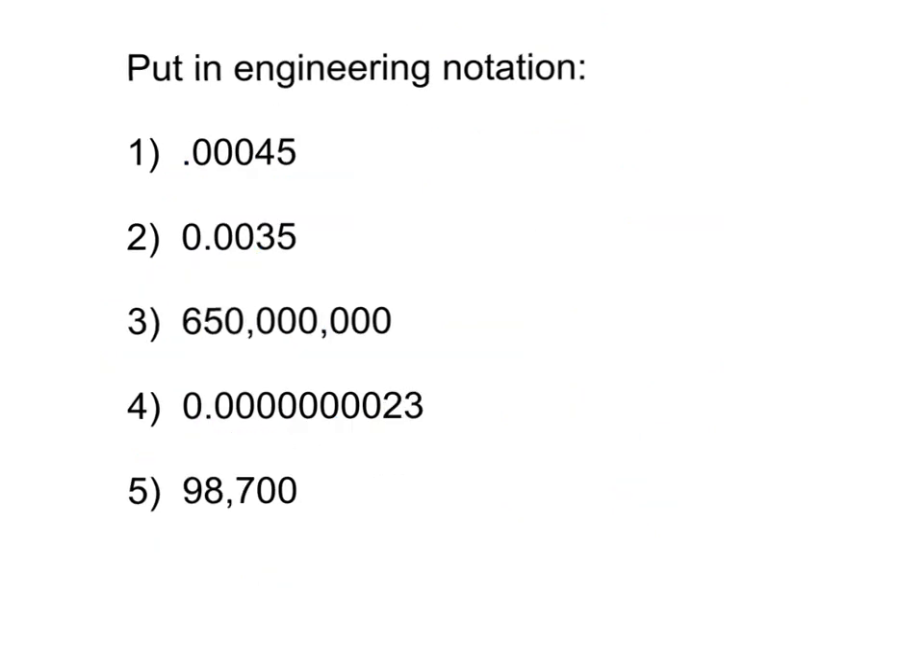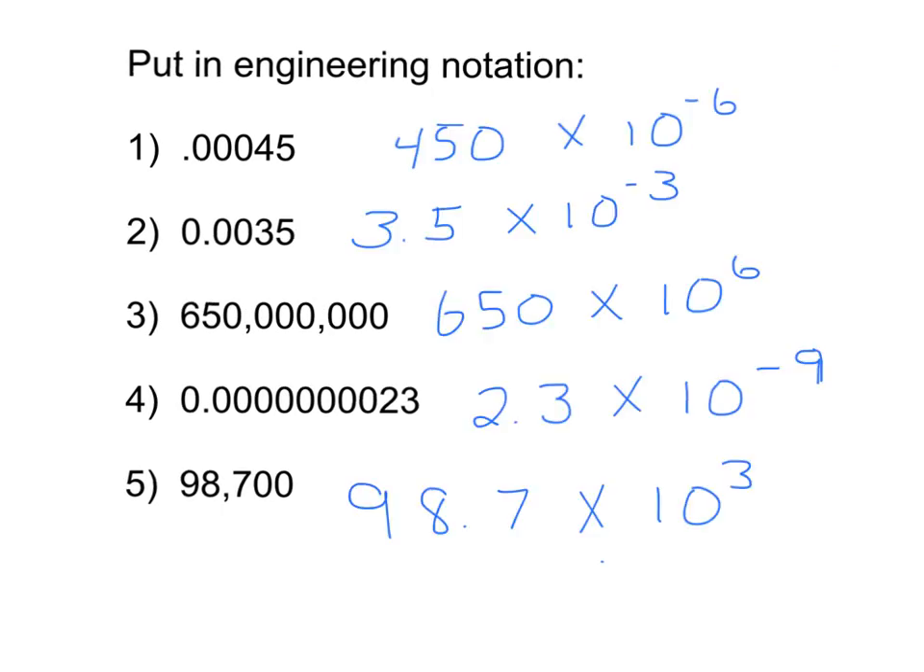Pause the video one more time and put these 5 numbers in engineering notation. Remember that the exponent needs to be a multiple of 3. Here are these 5 numbers written in engineering notation. If you are not getting these right, please go back and re-watch the video on scientific and engineering notation, and/or come and see your instructor for extra help.